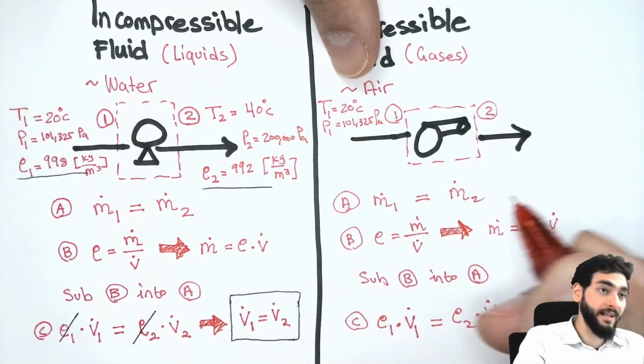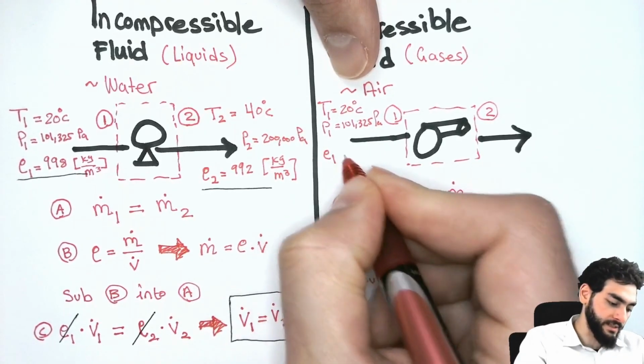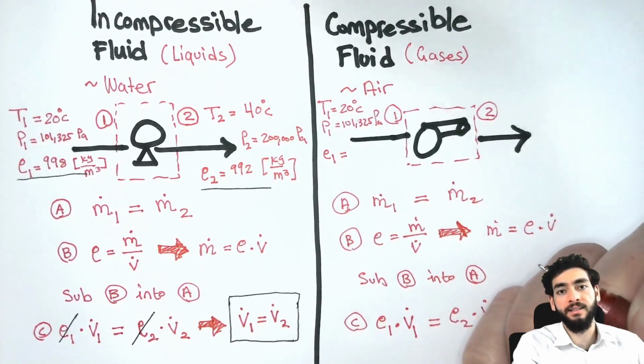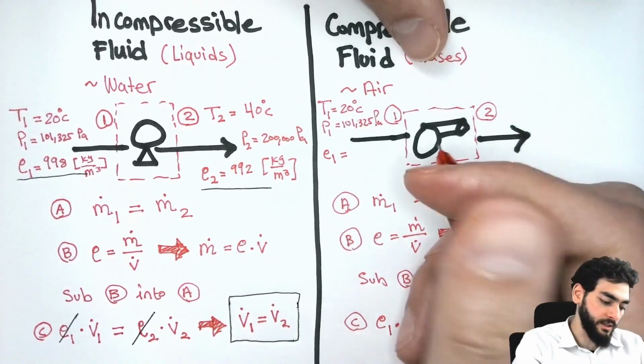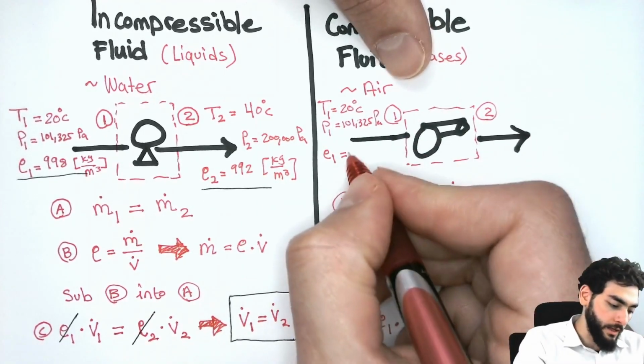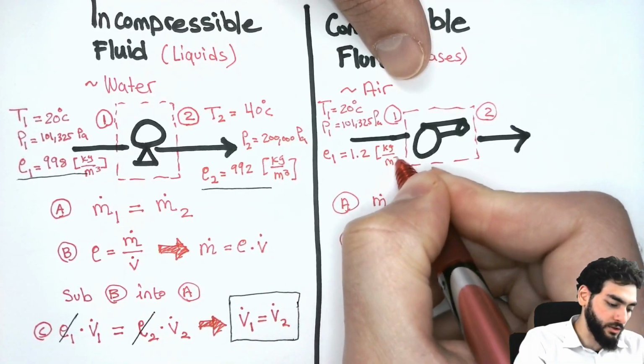101,325 pascals. Now, if you look at an online calculator, the density of the air, you could also calculate it assuming the ideal gas law, PV equals nRT. But for the sake of simplicity, you could also just look at an online calculator. It will be around 1.2 kilograms per meter cubed.